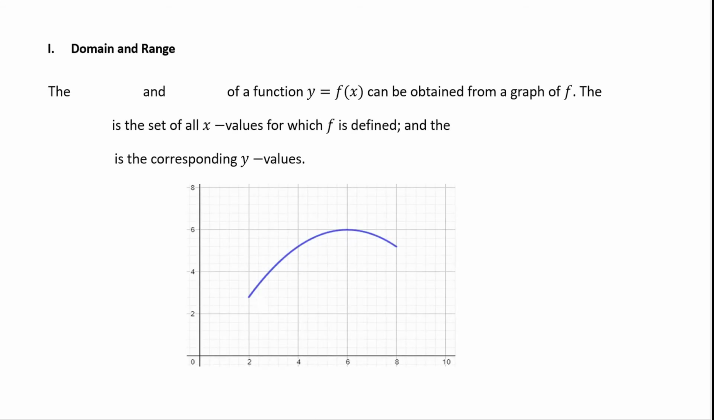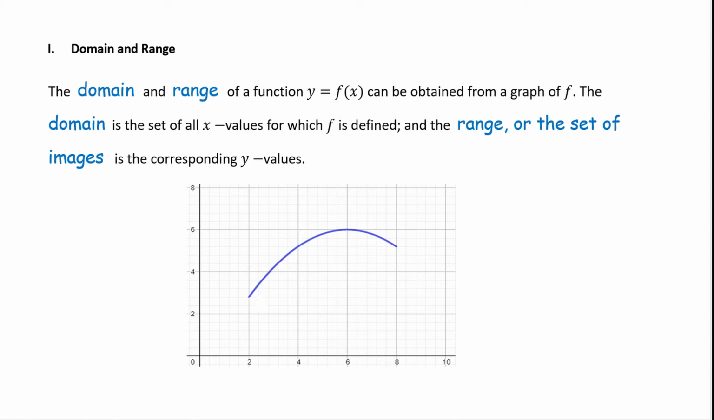1. Domain and range. The domain and range of a function y equals f of x can be obtained from a graph of f. The domain is the set of all x values for which f is defined, and the range, or the set of images, is the corresponding y values. We'll apply these new definitions to the graph provided.